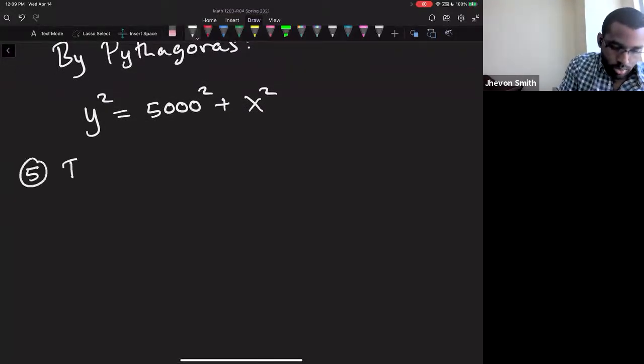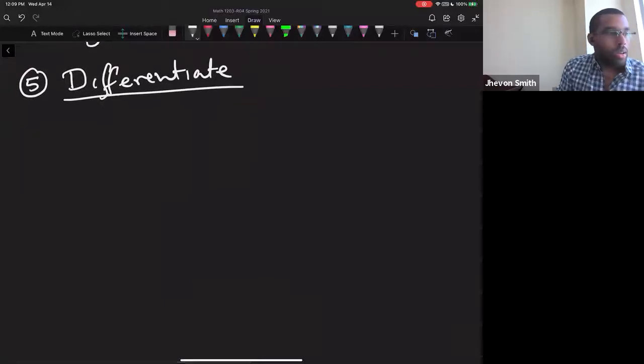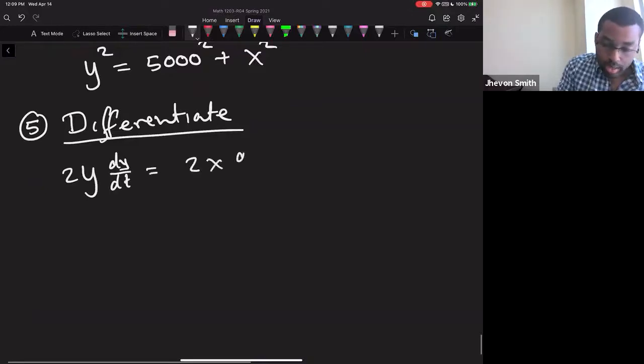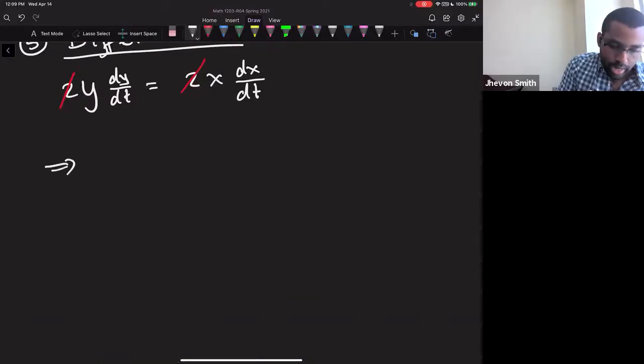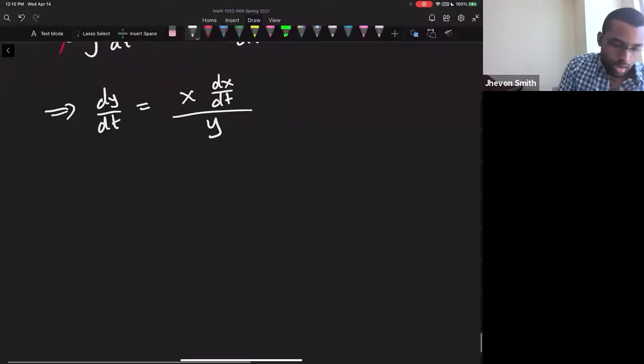And 5, we're going to differentiate. So we're going to have 2y dy/dt equals 2x dx/dt. I could divide both sides by 2. And so I get that my dy/dt is equal to x dx/dt over y.